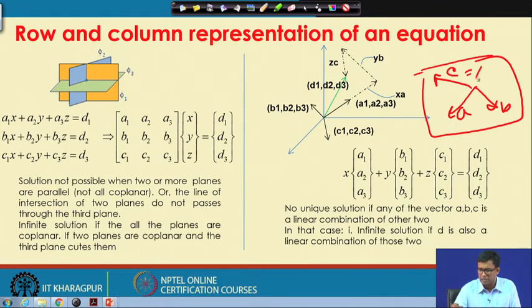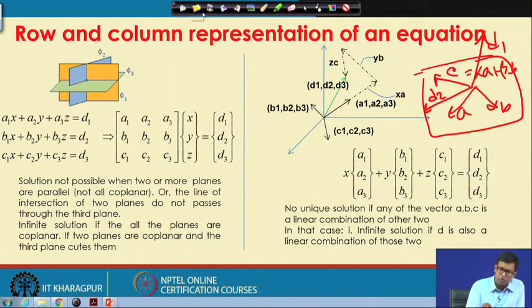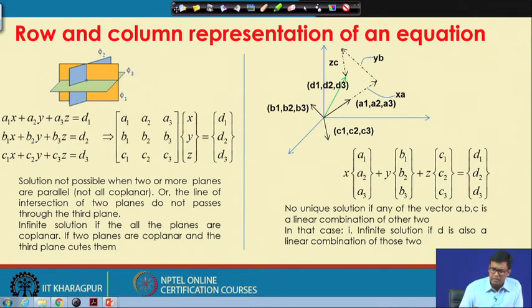So C is basically alpha A plus beta B. Now, if D is orthogonal to that, if D is here, there is no combination of A, B, C which can form D, there is no solution. Or if this is D1, if D is again on the plane, then there are infinitely many possible combinations which can give us the solution. So we can see that there are cases of no solution and infinite solution, and these cases have some similarity.